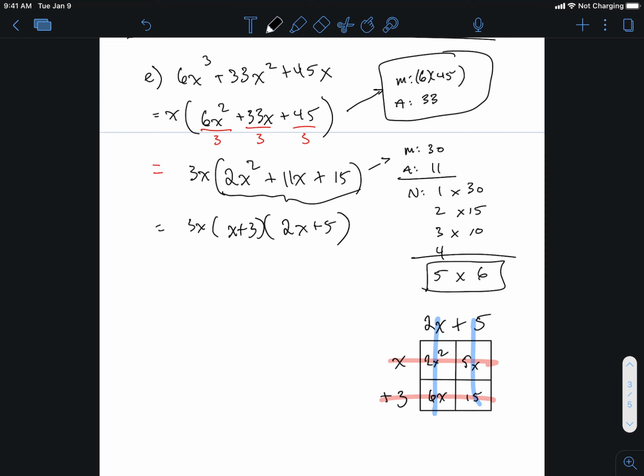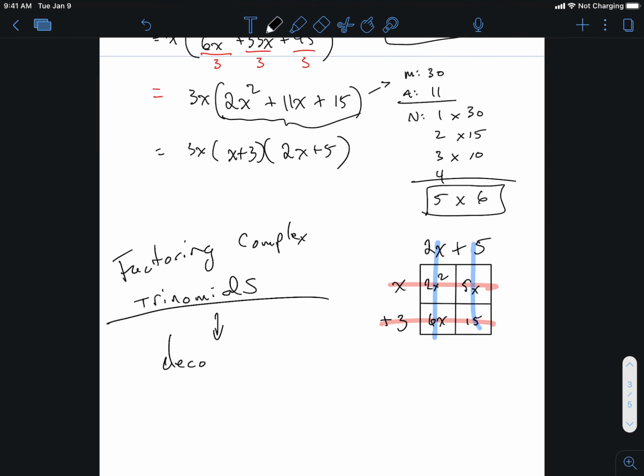This is just, remember, this is just factoring complex trinomials. Okay, underneath that, I don't care what you do. You could do decomposition, or table. I don't care. What I do care about, can you recognize complex versus simple versus common factoring versus factoring by grouping? That's what I care about.